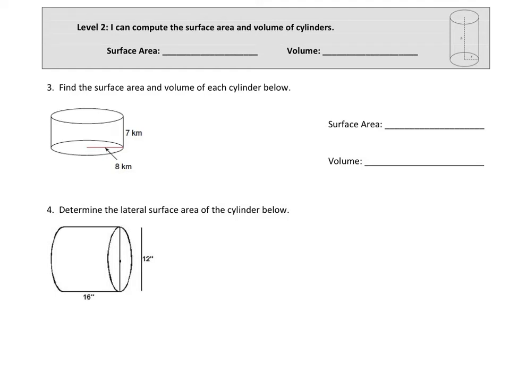Okay, now let's look at some examples. So again, let's jot down our formulas. Surface area is 2 pi r squared plus 2 pi r h. Volume is pi r squared h. So for surface area, I just do 2 pi, and then the radius in this case is 8. So times 8 squared plus 2 pi times the radius, which is 8, times the height, which is 7.